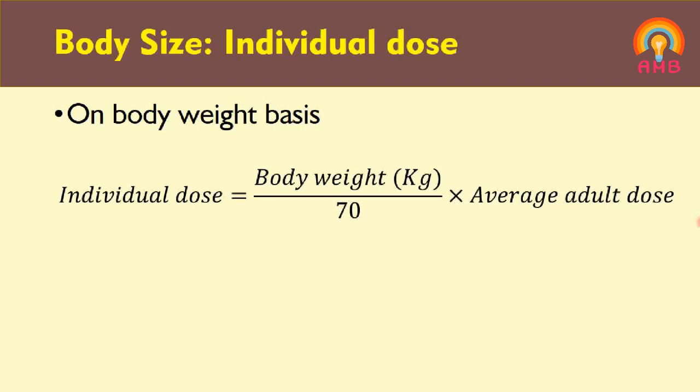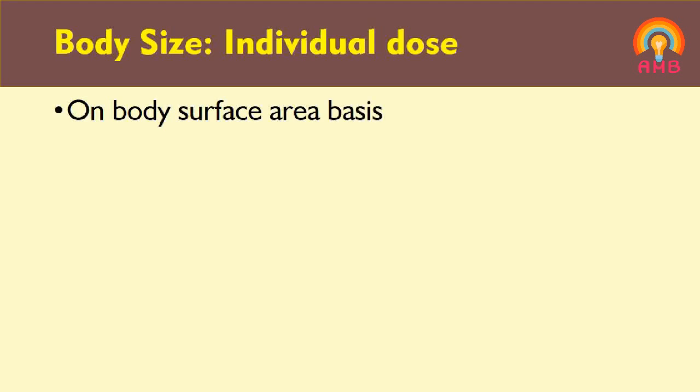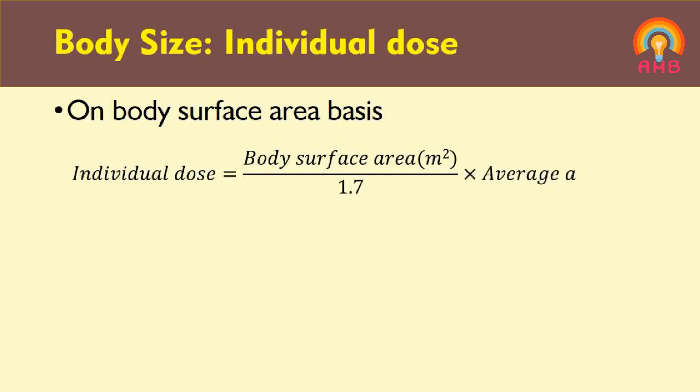Now we will discuss how the individual dose is calculated on the basis of body surface area. On the basis of body surface area, the individual dose is calculated by another formula: individual dose is equal to body surface area in meter squared divided by 1.7, that is the factor, into average adult dose. So if you know the body surface area and the average adult dose of a particular drug, we can calculate the individual dose for that person. So what is body surface area?